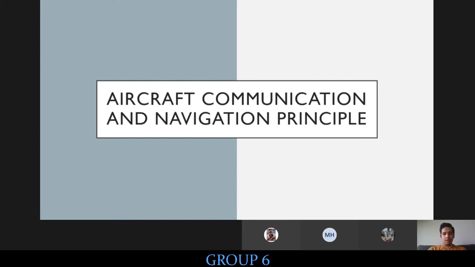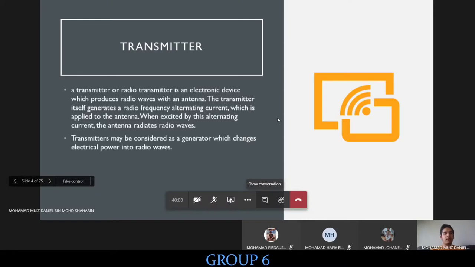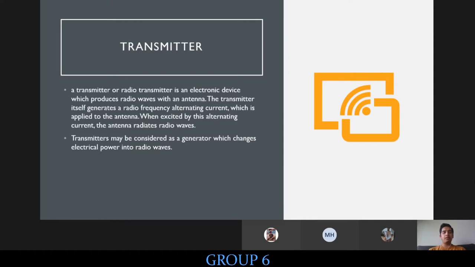So what is a transmitter? Basically, a transmitter or radio transmitter is an electronic device which produces radio waves with an antenna. The transmitter itself generates a radio frequency alternating current, which is applied to the antenna. When excited by this alternating current, the antenna radiates radio waves. So basically, this transmitter may be considered as a generator, which changes electrical power into radio waves.